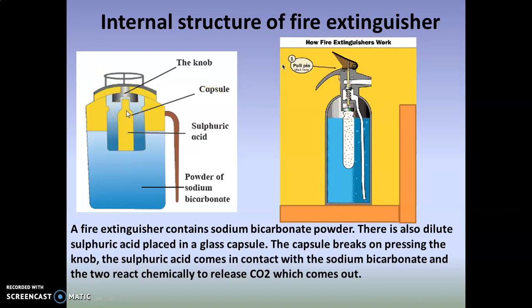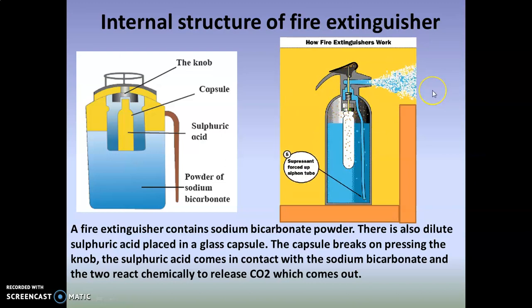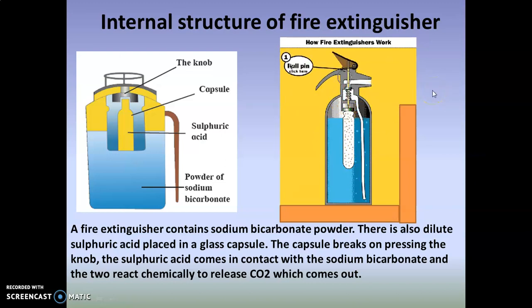The capsule bursts or breaks, and the sulfuric acid inside comes in contact with sodium bicarbonate, and the two react and give out carbon dioxide gas. Okay, so after pulling the pin, the capsule breaks open, there is a contact between the chemicals, and the carbon dioxide that is released comes out from the knob, and that can be used to extinguish the fire.